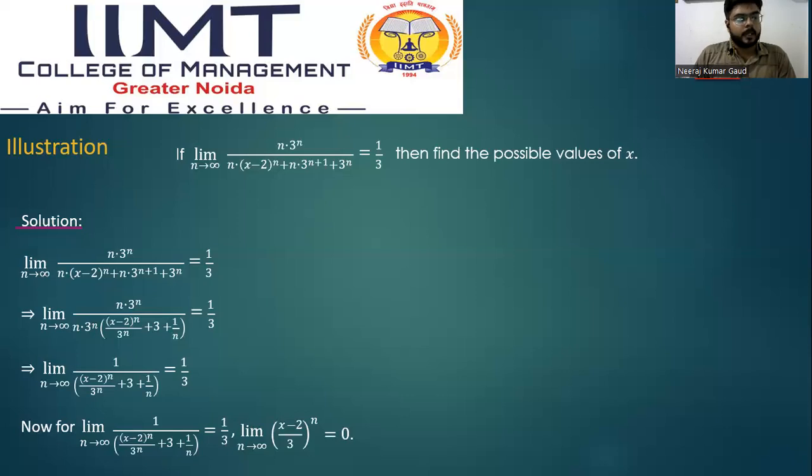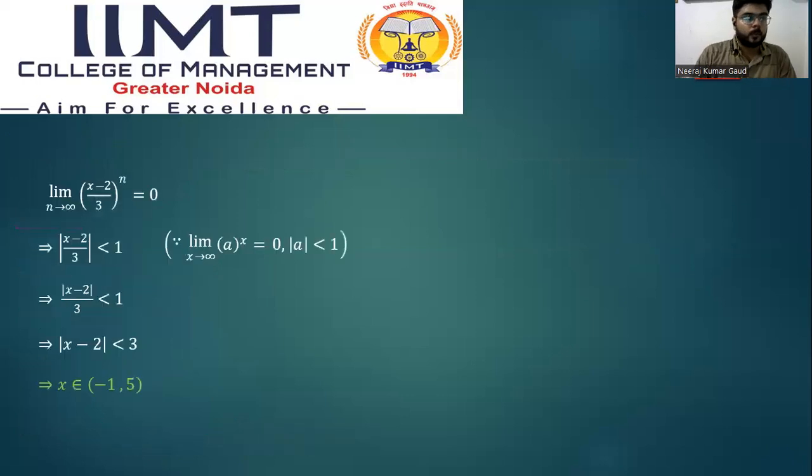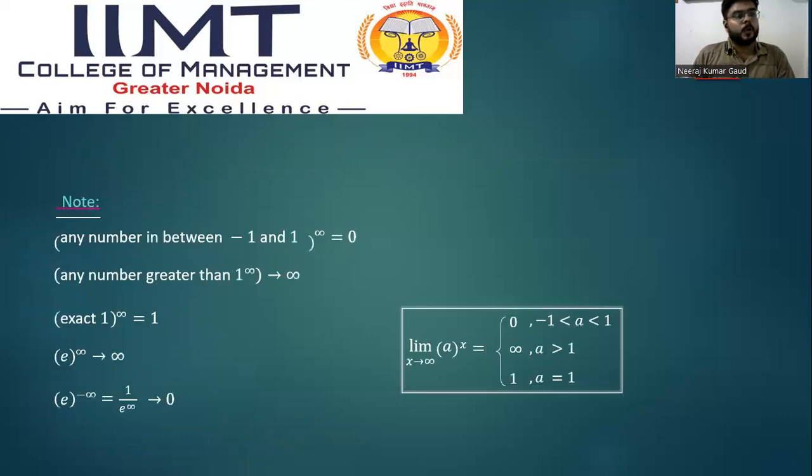Now for the limit n tends to infinity, we get limit n tends to infinity of x minus 2 by 3 to the power n, which tends to 0, provided the modulus of x minus 2 by 3 is less than 1. That is, mod of x minus 2 upon 3 is less than 1. That is, mod of x minus 2 is less than 3. That is, x belongs to the open interval minus 1, 5. Not the end points. Any number between minus 1 and 1 to the power infinity is 0.